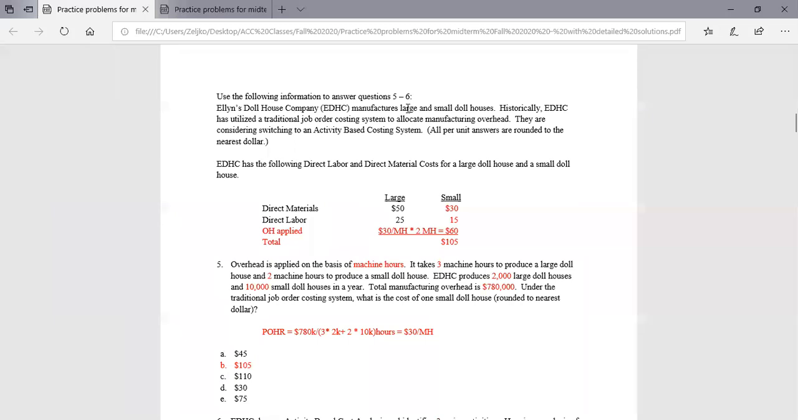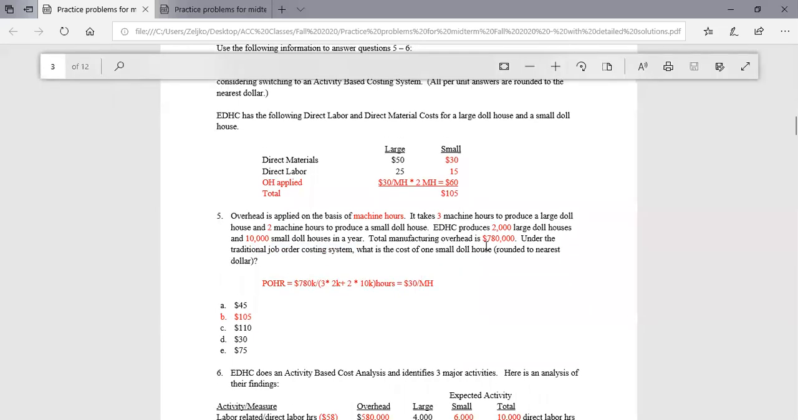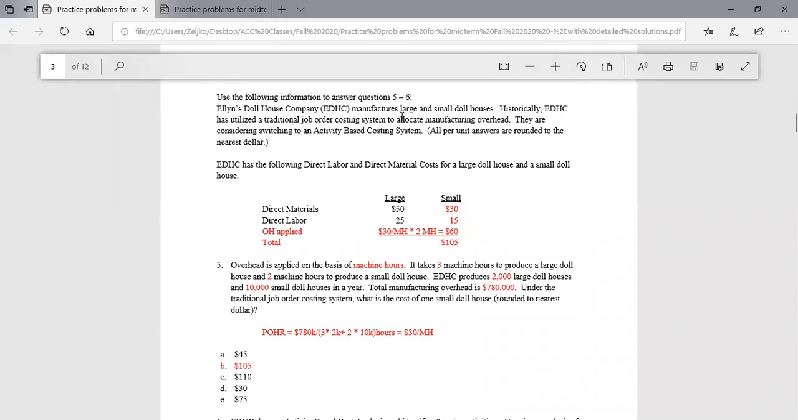So we have this dollhouse company that is making dollhouses, large and small. You can skip to the question right away, but this is what I said earlier. The question is: what's the cost of one small dollhouse under the traditional job order costing system? But that doesn't mean you just skip important information.